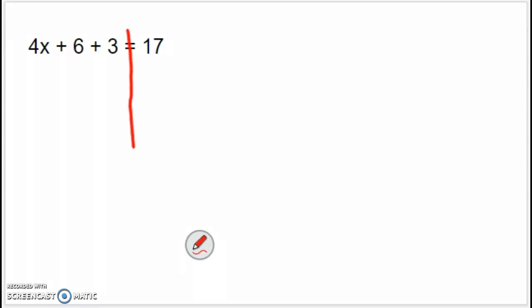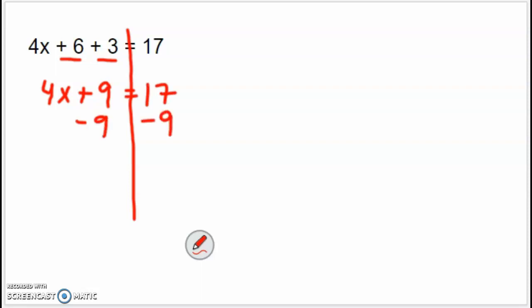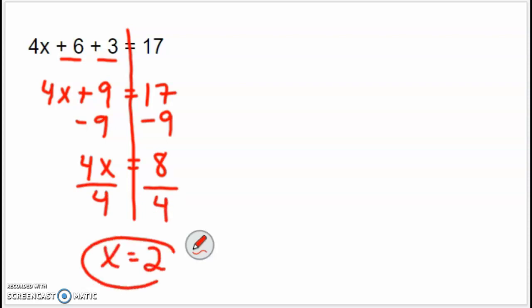All right, so hopefully you paused it. Listen to directions. The first thing I noticed here is there wasn't any distributive property, so I'm jumping right into combining like terms, the 6 and the 3. So I have 4x plus 9 equals 17. I'm then going to subtract my 9 over to the other side. So I get 4x equals 17 minus 9. I get 8. Divide by 4. So my final answer is x equals 2.